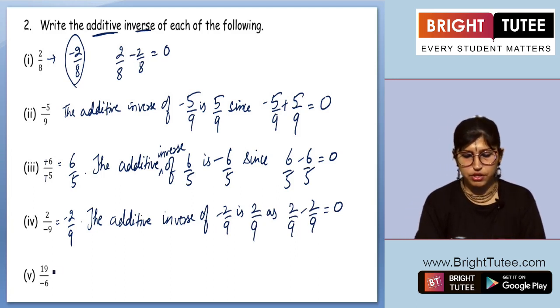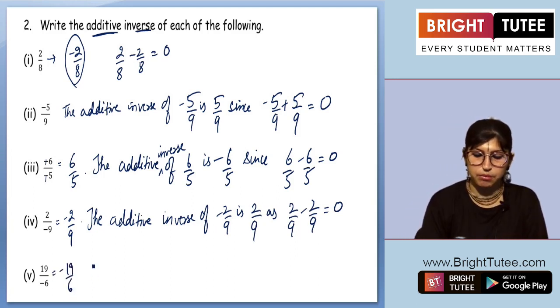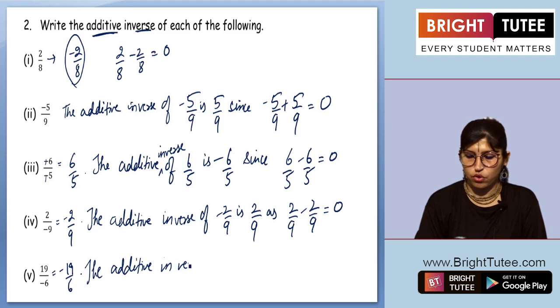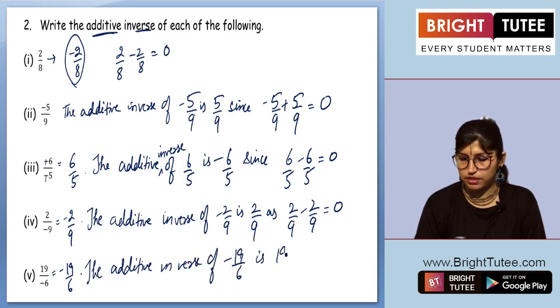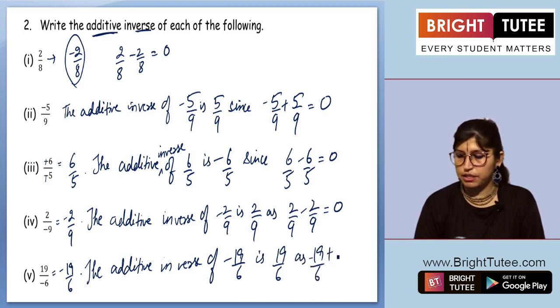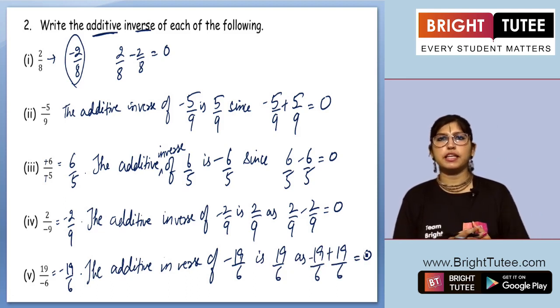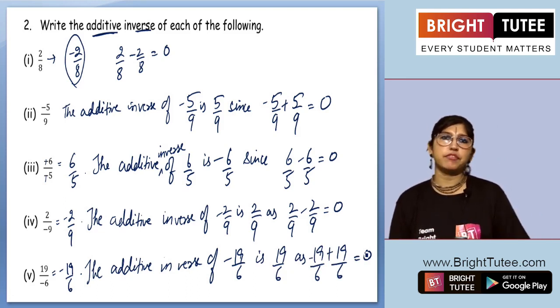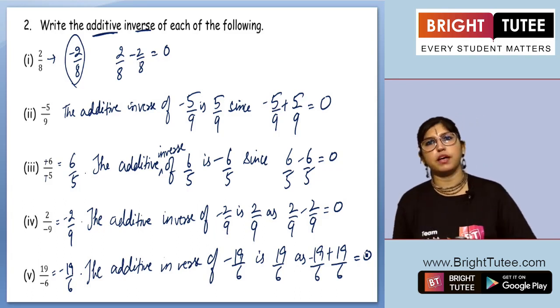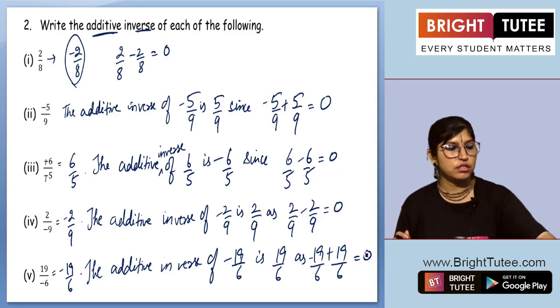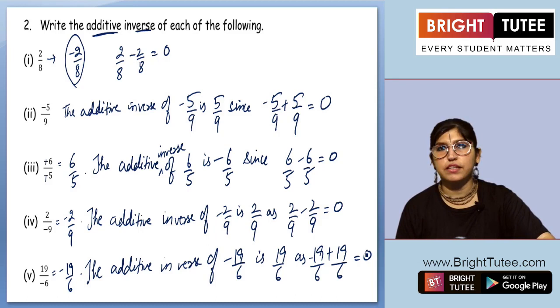Last but not the least, we can write it down in the same way: minus 19 by 6, and the additive inverse of minus 19 by 6 is 19 by 6, as minus 19 by 6 plus 19 by 6 will be 0. So additive inverse is basically adding the same number, but if we have minus, that will be plus, and if we have plus, that will be minus. So this is how we go with additive inverse.